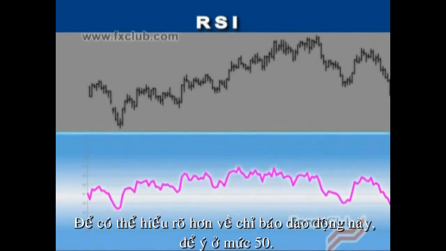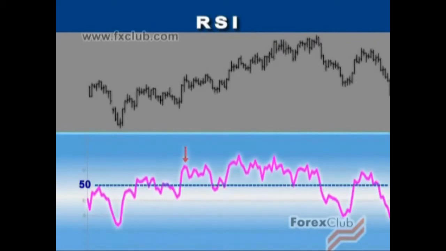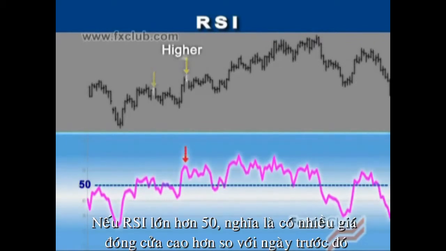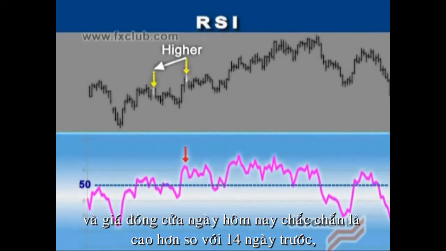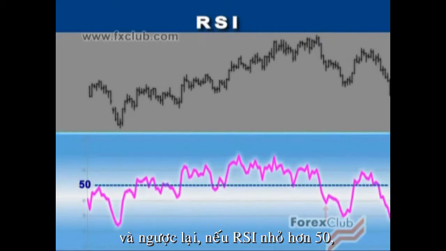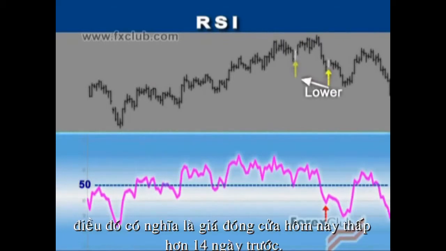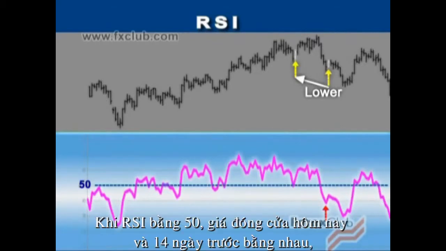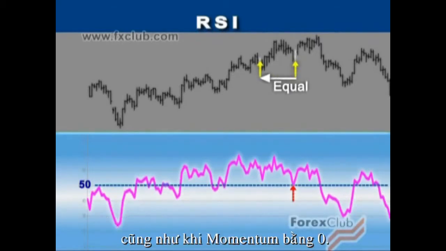To get a better understanding of this oscillator, keep your eyes on the level 50. If RSI is greater than 50, there are more positive closing price changes than negative, and today's closing price is definitely higher than closing price 14 days ago. Vice versa, if RSI is less than 50, it means that today's closing price is less than 14 days ago. When RSI equals 50, today's closing price equals the closing price of 14 days ago, just like momentum at 0.